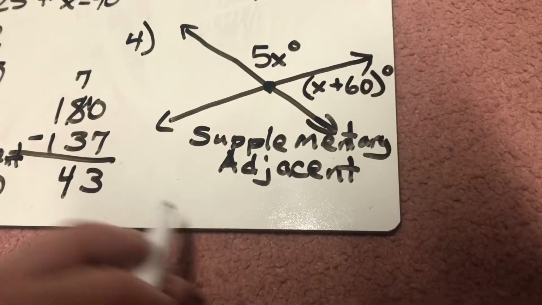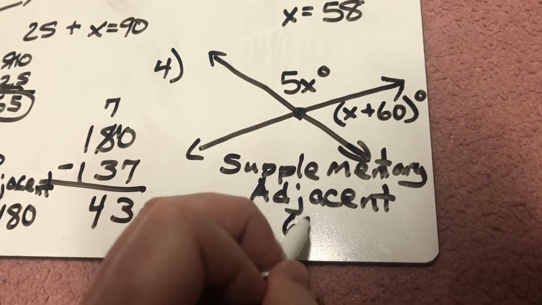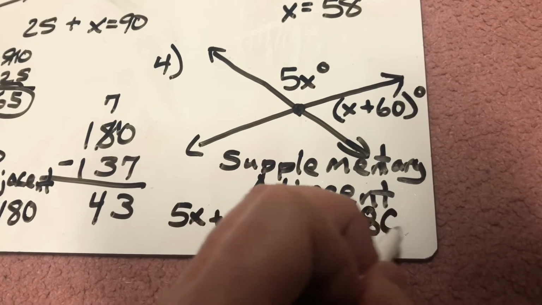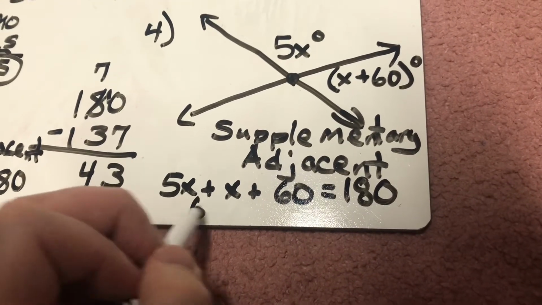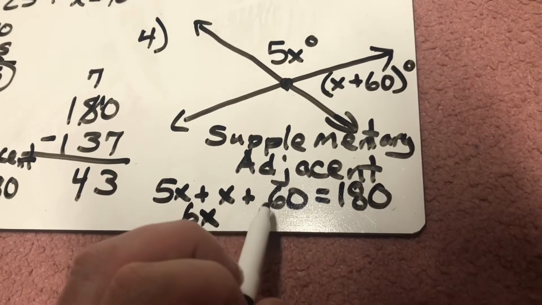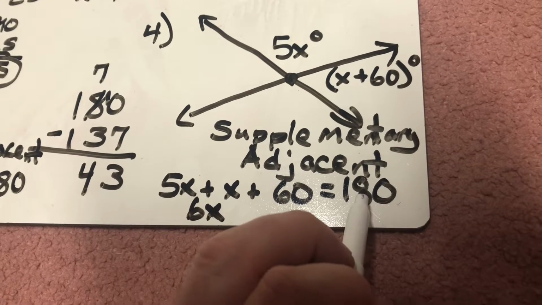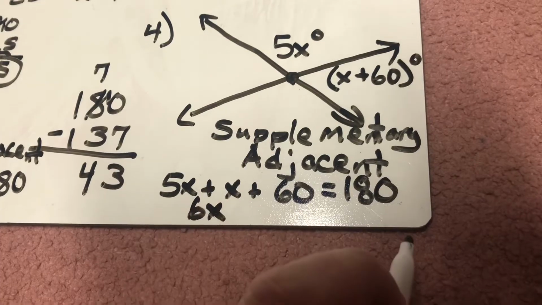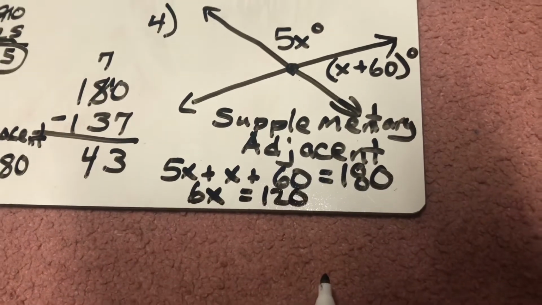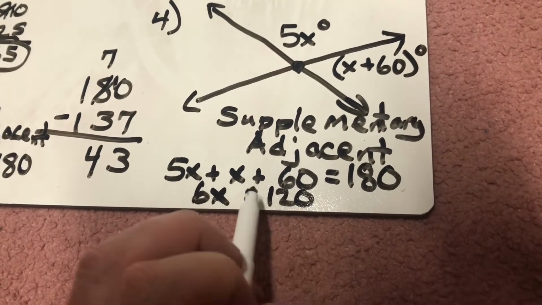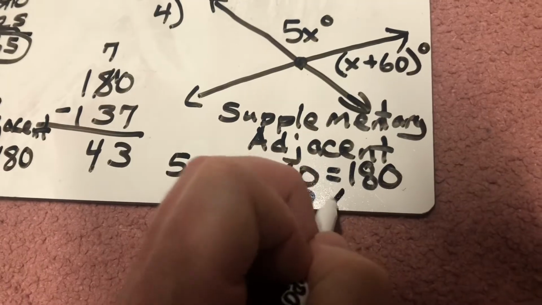So since they're supplementary, I can know that 5x plus x plus 60 all has to equal 180. Now I know that 5x plus x is going to equal 6x. And if I subtract 60 from this side, and then I have to subtract 60 from this side, 180 minus 60 equals 120, which tells me that 6x is equal to 120. Well, if I do 120 divided by 6, I know that 12 divided by 6 is 2, so that tells me that 120 divided by 6 is going to be 20.